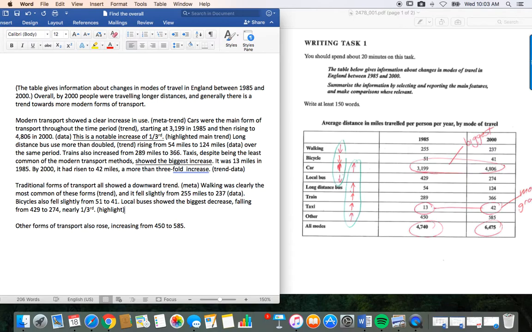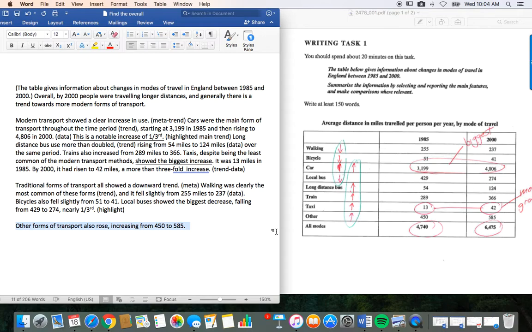Did it increase a lot? And I would generally say go with 1/3, 50%, or anything that is 100% or more. So if something doubles or triples, mention that. Then finally, I've just put here, other forms of transport also rose, increasing from 450 to 585. We don't have much information, so I've chosen to keep that information minimal.